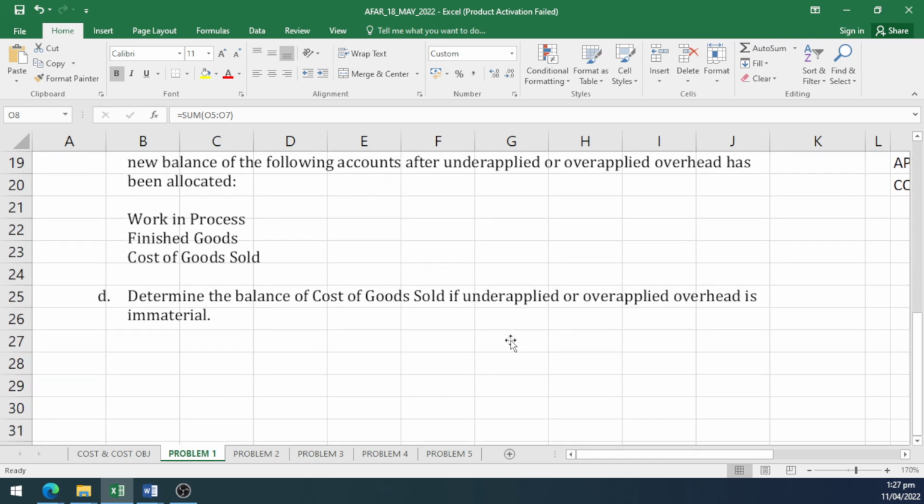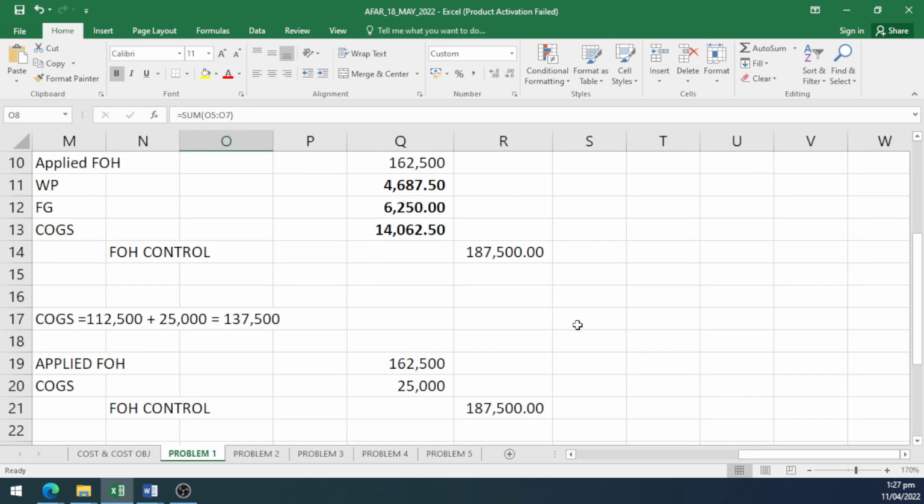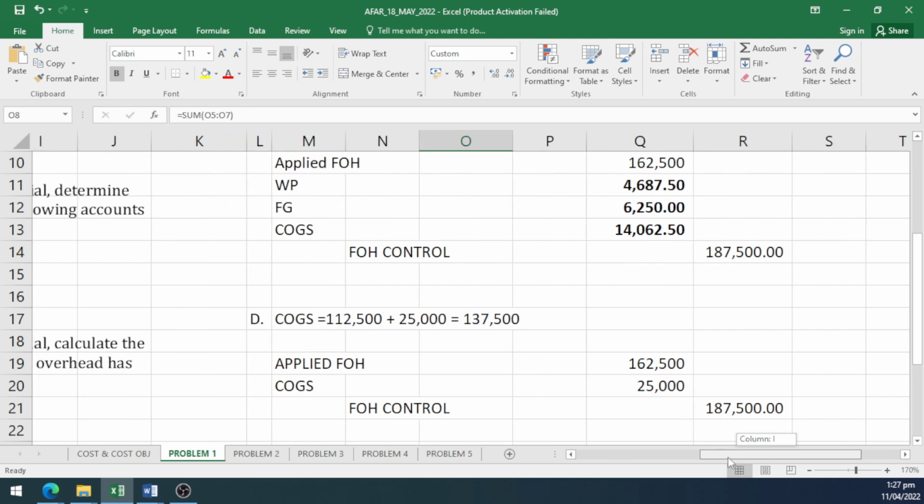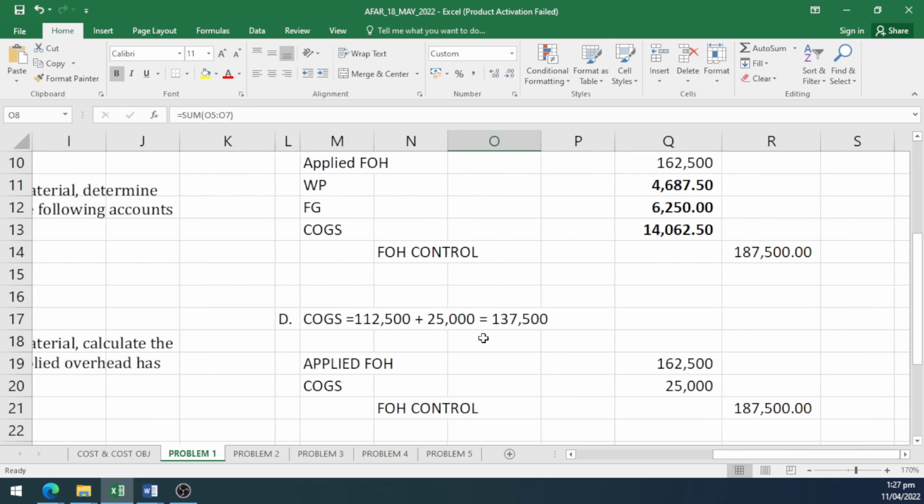Now, assuming that the under-applied overhead is immaterial for letter D. Pag immaterial yan, ladies and gentlemen, you simply close it to cost of goods sold. So, the cost of goods sold will be 112,500 plus 25,000. It will be 137,500. And the entry will be debit to applied factory overhead, 162,500. Debit cost of goods sold, 25,000. Credit factory overhead control.